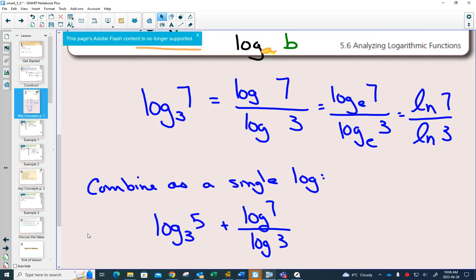So here I have one extra question that I'd like you to do, which says combine this as a single logarithm. You can just write this off to the side.